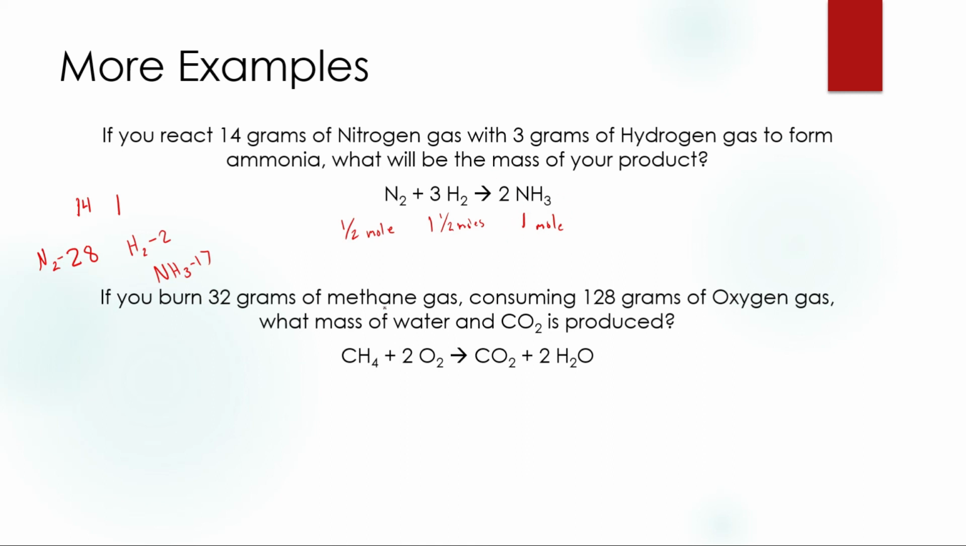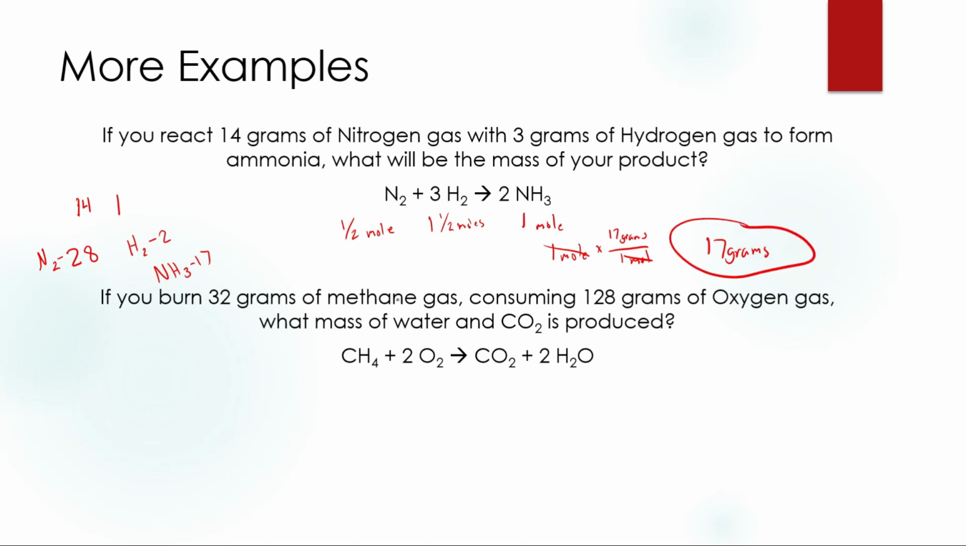Now, 1 mole of NH3, we determined that the molar mass was 17. If we have 1 mole times 17 grams per 1 mole, these will cancel out, and we're left with 17 grams of ammonia, which is actually the correct answer.